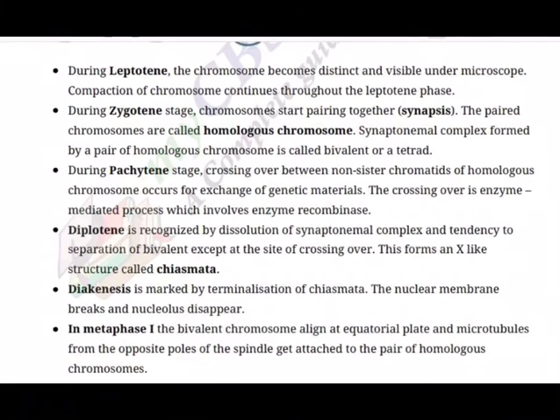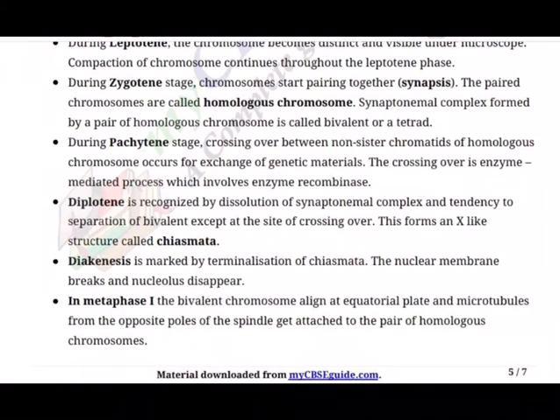So it is recognized by the dissolution of the synaptonemal complex, and the X-shaped structures called chiasmata are very clearly formed. In oocytes of some vertebrates, diplotene can last for months or even years. So that is the recognition of diplotene.